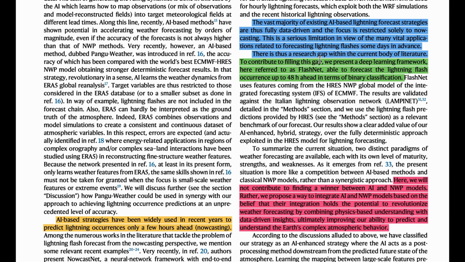There is thus a research gap within the current body of literature. How they want to fulfill the research gap is their objective. To contribute to filling this gap, we present a deep learning framework, here referred to as FlashNet, able to forecast the lightning flash occurrence up to 48 hours ahead in terms of binary classifications.